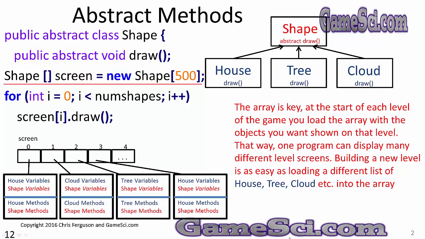This array was declared somewhere else. This again is a little piece of code. It's not a complete program. We're going to create this Shape array screen and set it equal to new Shape[500].